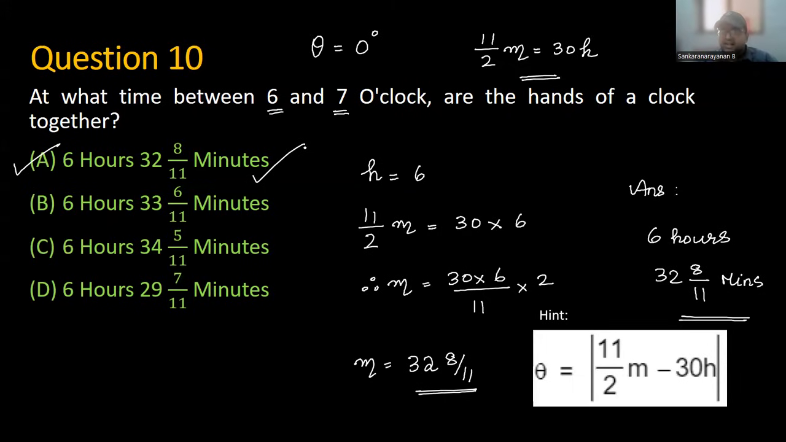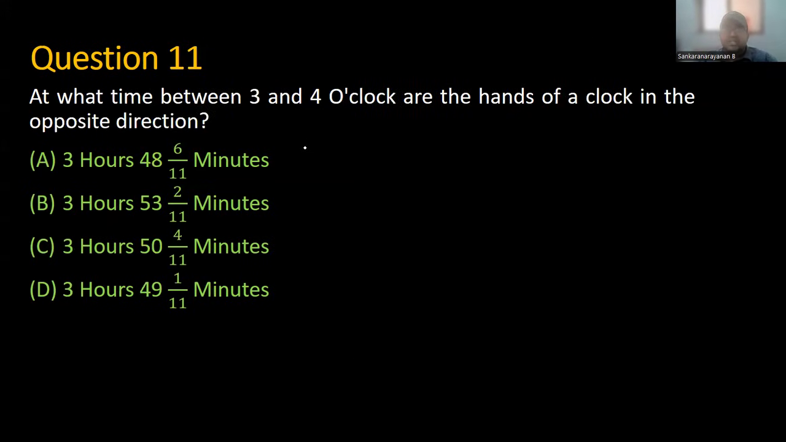All right. Now let us consider the next question. At what time between 3 o'clock and 4 o'clock are the hands of the clock in opposite direction? Opposite direction means what? Theta is equal to 180 degrees. Okay, so let us consider the basic equation here. Theta value is equal to 180 degrees.